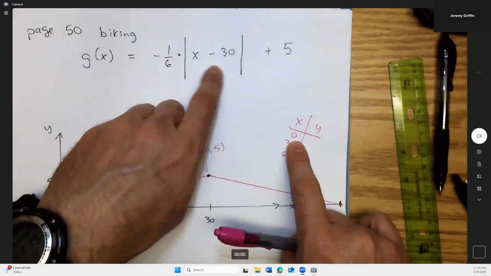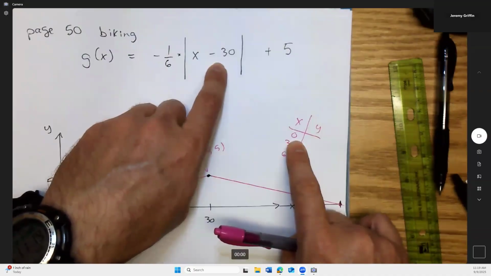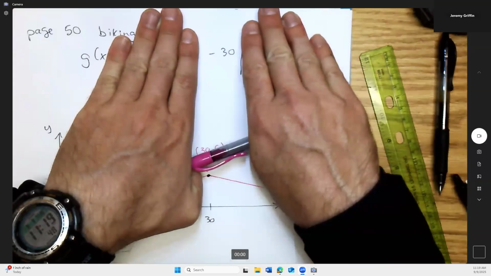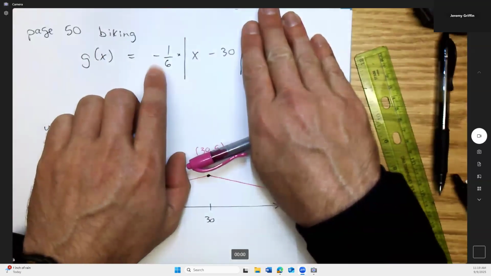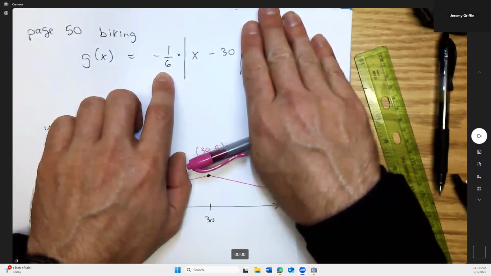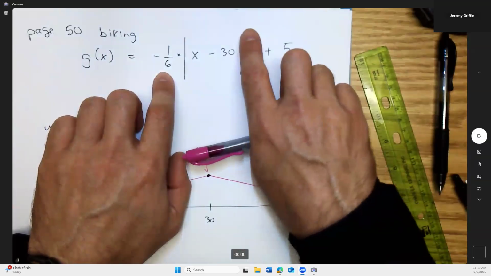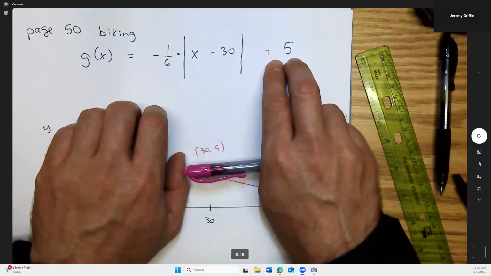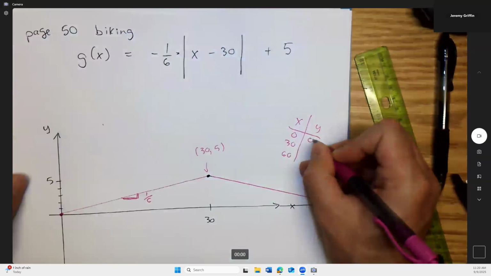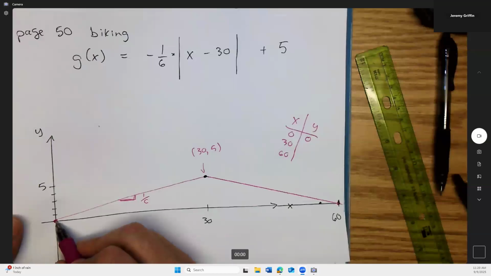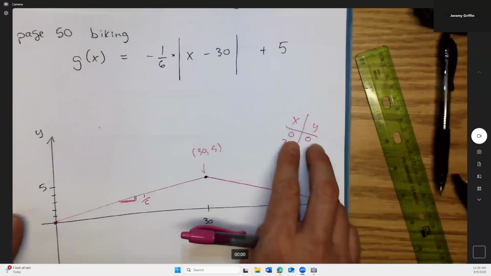What's 0 minus 30? -30. What's the absolute value of -30? Positive 30 times -1/6 is what? What is 30 divided by -6? -5, right? Then add this 5, what do you get? 0. So the point 0, 0, which does align with this point here. I was thinking it would cross the origin, and now we confirmed it does.